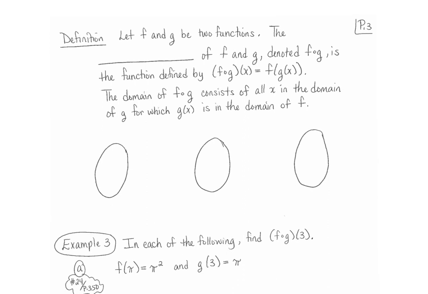So let f and g be two functions. The composition, so we think of a music composition, putting things inside of each other, that type of idea. Let f and g be two functions. The composition of f and g, denoted as f circle g, is the function defined by f circle g of x is equal to f of g of x. So you're taking g of x and putting it inside of f. It's like fog. People remember this as fog and golf.